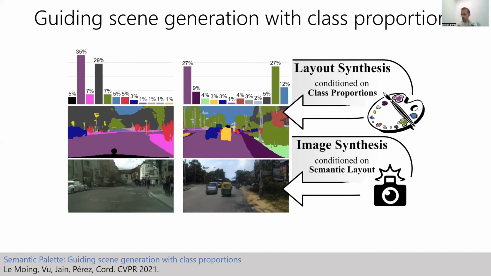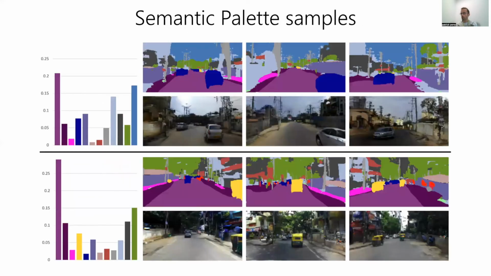You can see that as a form of modulation as well. And I'm just showing results here. What you see on the top part is a first target histogram of classes, and you see three scenes which have been generated, and they respect very closely the target proportions, and the same on the bottom.